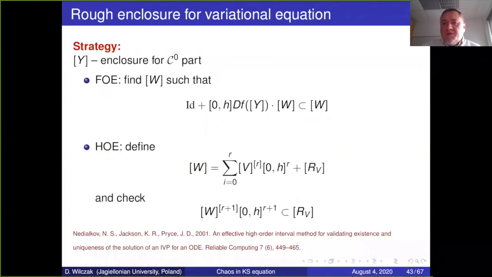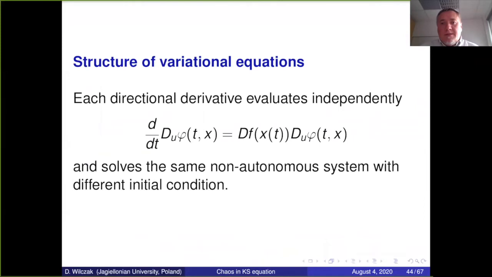Same strategies for finding enclosures. We can use either first order enclosure or hierarchy enclosure and check inclusions. So this is just straightforward. If we have C0 algorithms, then we can adapt them to C1 settings. And we would like to do that now for infinite dimensional systems.